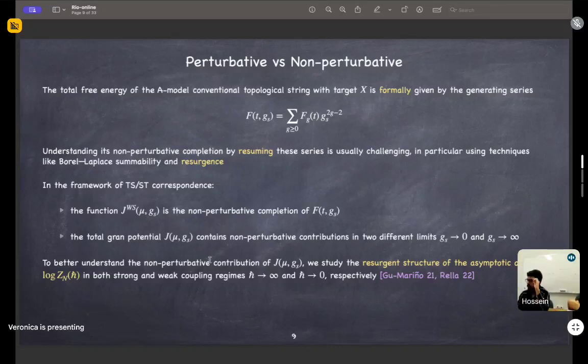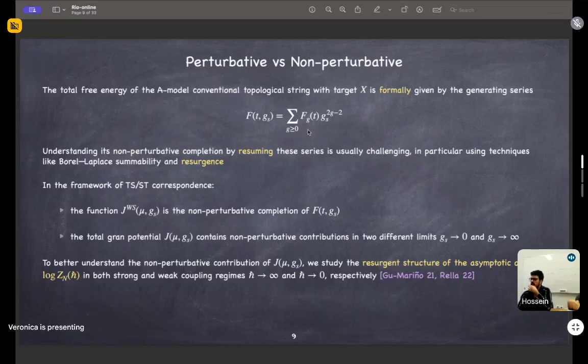Yes? Sorry, can I ask a question? I'm kind of confused with this g_s notation. What is s exactly in the variable g_s? The variable g_s, sometimes people call it lambda, is the variable that keeps track of the genera when you want to define this function F. So you sum over all the genera the generating function of the Gromov-Witten.